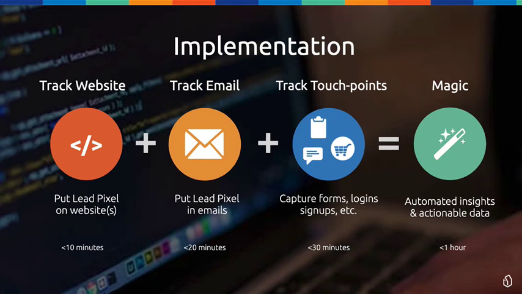Implementation is relatively easy, but obviously you need to do it to actually be able to use the product. You need to put the pixel on your website. It's best to put a tracking pixel in your emails. This could also be a Gmail or the Outlook plugin. And of course, the forms and the other touch points that you have. The more you measure, the better data you will get. And once we have really good data, the magic happens. Of course, this is not real magic, but it feels like magic because you can get really nice results from it.